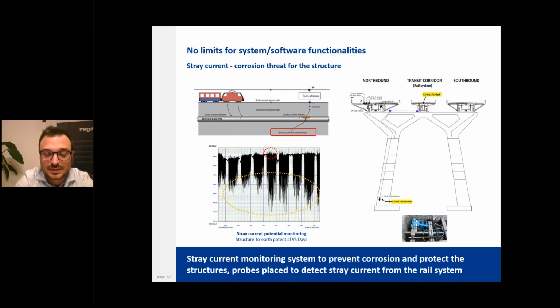During the day, we see high peaks, negative peaks in the orange circle. These correspond to the current entering the structure. Positive peaks in the red circle correspond to the current leaving the structure. So these are the more dangerous ones, the dangerous peaks.